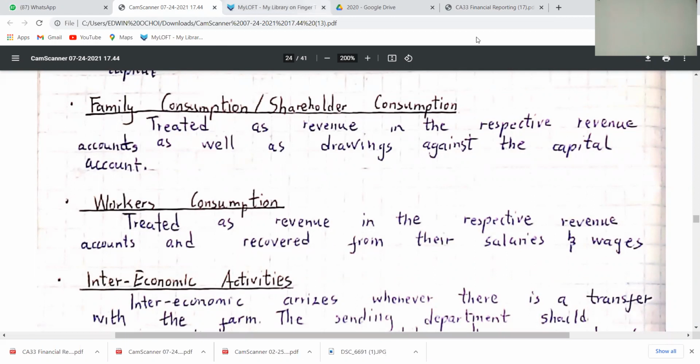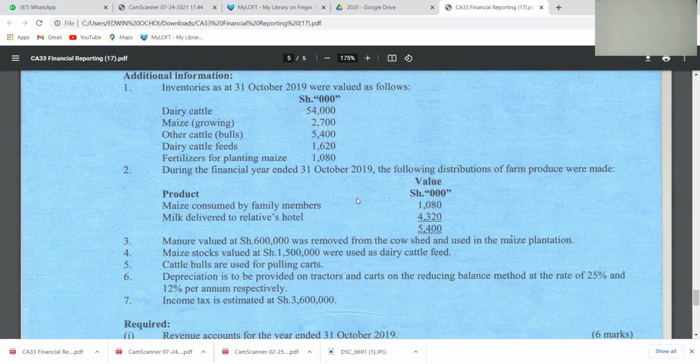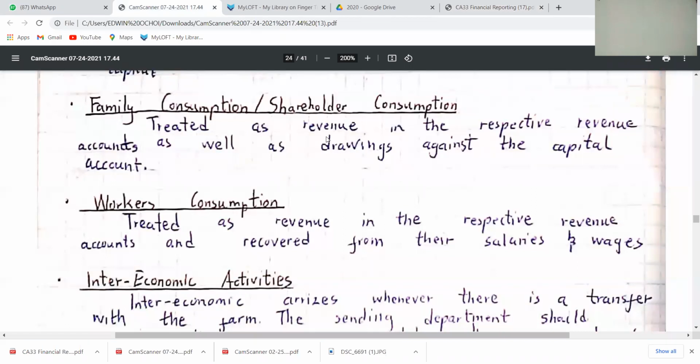Like now, which type of revenue account is this? Remember that Wekesa was doing livestock farming and crop farming, because I can see most of the things provided in this question concern livestock and concern crop. So which means that maize consumed by family members would affect crop farming. That is the relevant crop revenue account, to be specific. So what we'll do with that amount, you treat that amount as revenue in the respective revenue account. Like now there we have the crop revenue account, as well as drawings against the capital account.